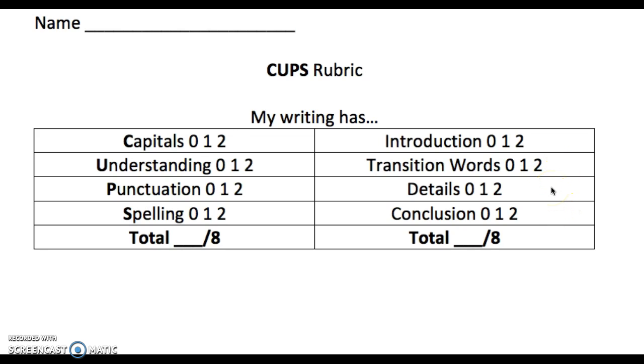Details. Did you add details? If you didn't add any details, circle 0. If you added 1 detail, circle 1. If you added 2 details, circle 2.